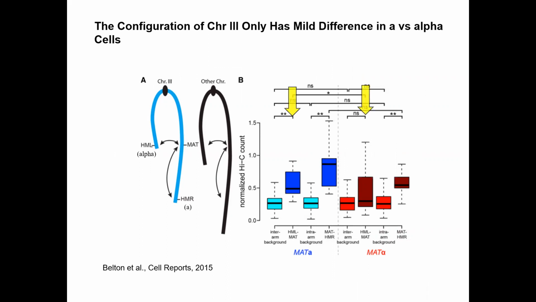So for example, this is the interaction between HML and MET in A versus alpha cells. You can see there's a little difference, but not significant. And another pair, this to this, is also not very different. So this mechanism still needs to be investigated.